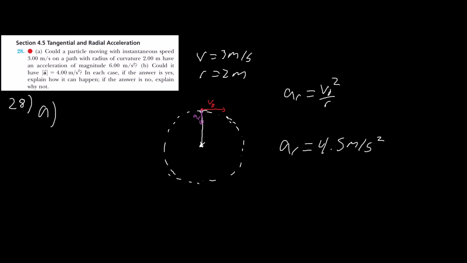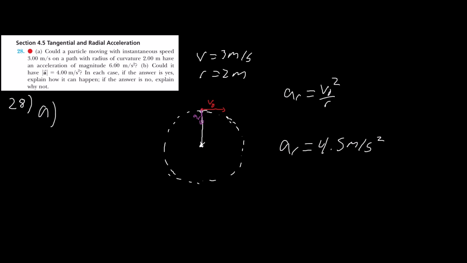Now, the question for part A is asking, since the calculation is the easy part, could a particle moving with that speed of 3 meters per second on a pathway of radius 2 have an acceleration of magnitude of 6 meters per second squared? Now, you would think that the answer is no, and generally it would be no if it had a constant speed. However, let's presume that the speed changes.